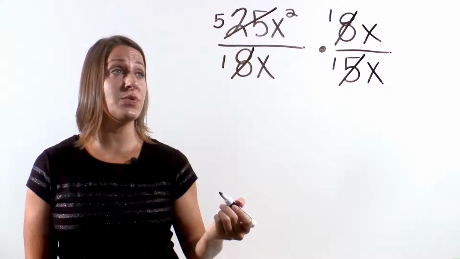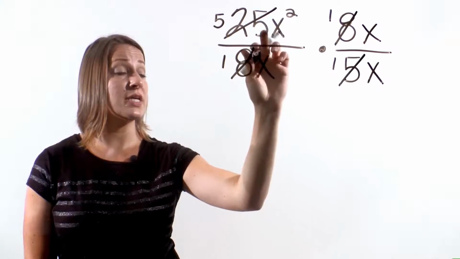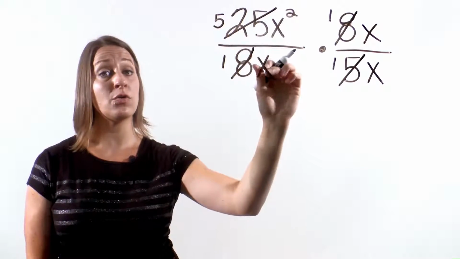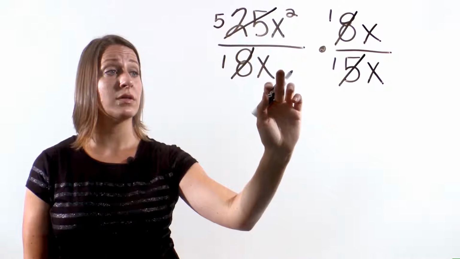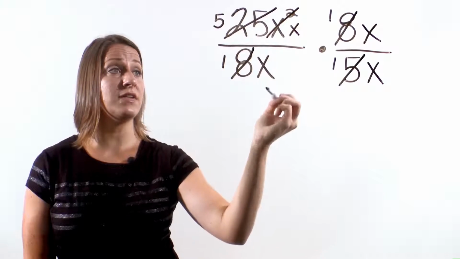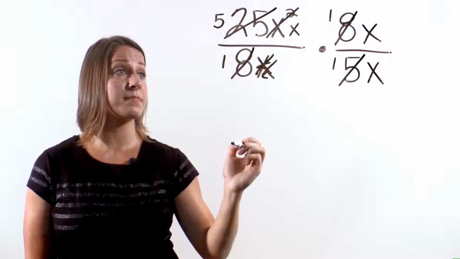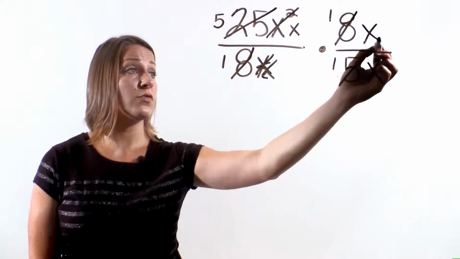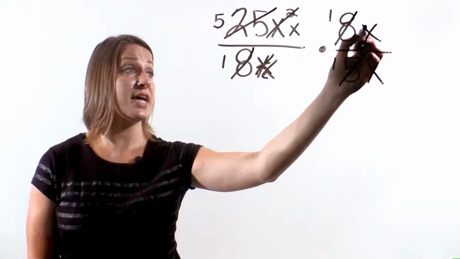And now we can continue with our x variables. We can go either diagonal or up and down, or both. It doesn't matter. We have x squared, and it can cancel with this x, leaving an x, but this x would be completely gone. Over here, we have x over x, which can cancel out.